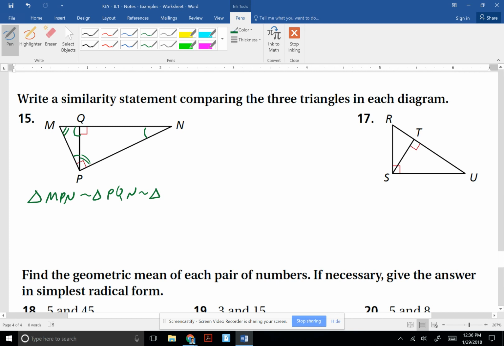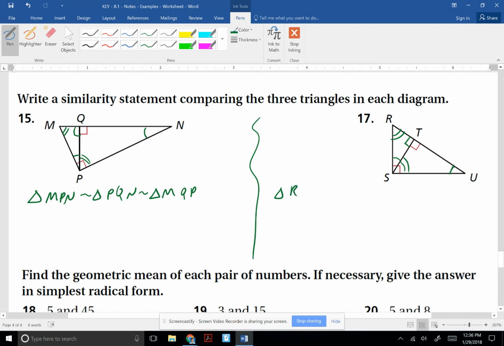So PQN, then we do triangle. What did I do? Sorry, MPN was 2, right angle, 1. So the small one would be 2 is M, right angle is Q, and then P is the small one. Okay, and then this one, I'll mark these. That is congruent to this one. Those are congruent there. Right angles, of course, would be congruent.